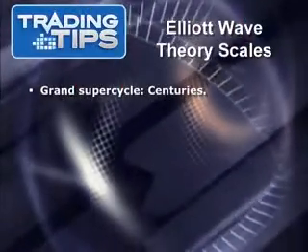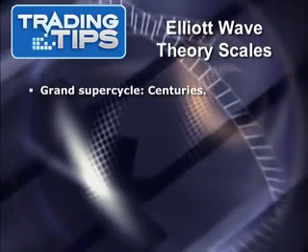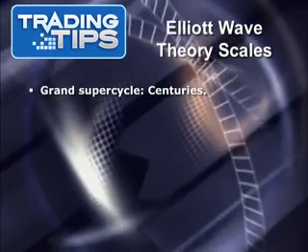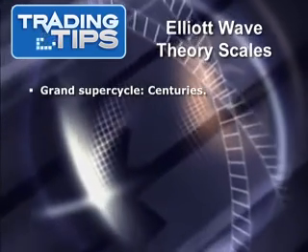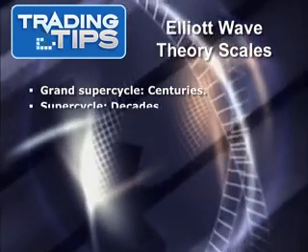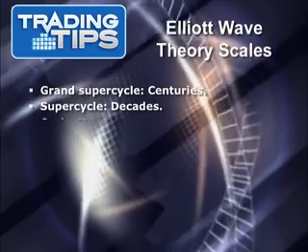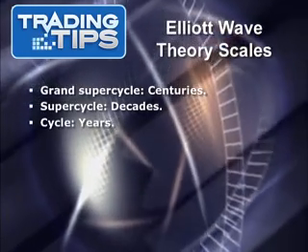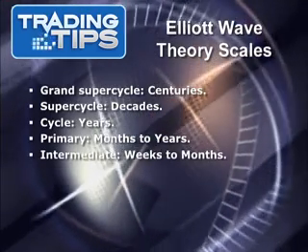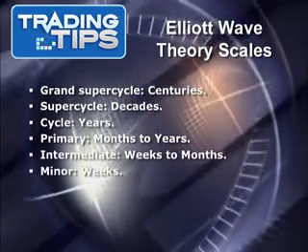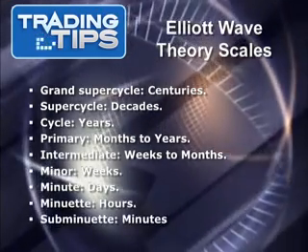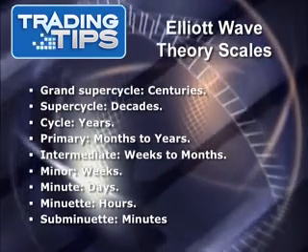As we said earlier, Elliott waves repeat infinitely. The discoverer of Elliott waves, Ralph Nelson Elliott, identified several scales on which Elliott waves make themselves known. There's the grand supercycle, which is multi-century, the supercycle, which is multi-decade, a cycle, which is 1 or more years, primary, several months to a few years, intermediate, weeks to months, minor, weeks, minute, days, minuet, hours, and subminuet, minutes.